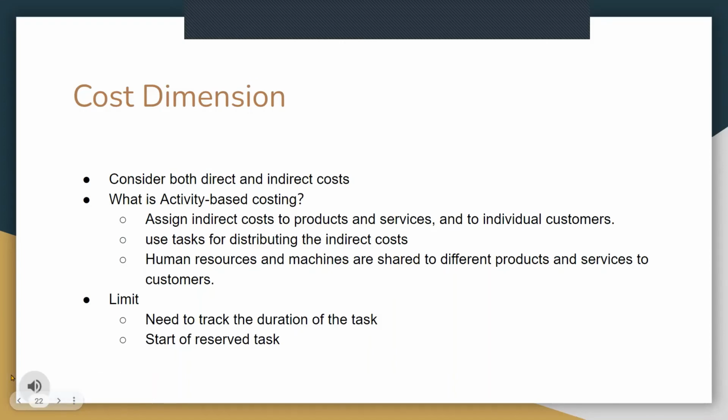When we talk about the cost dimension, we think about direct and indirect cost. The book mentioned a new concept, activity-based costing. We also call it ABC. It wants to use tasks for distributing the indirect cost. ABC will bring benefits, but it also has problems. It needs to know the duration and when the task starts.